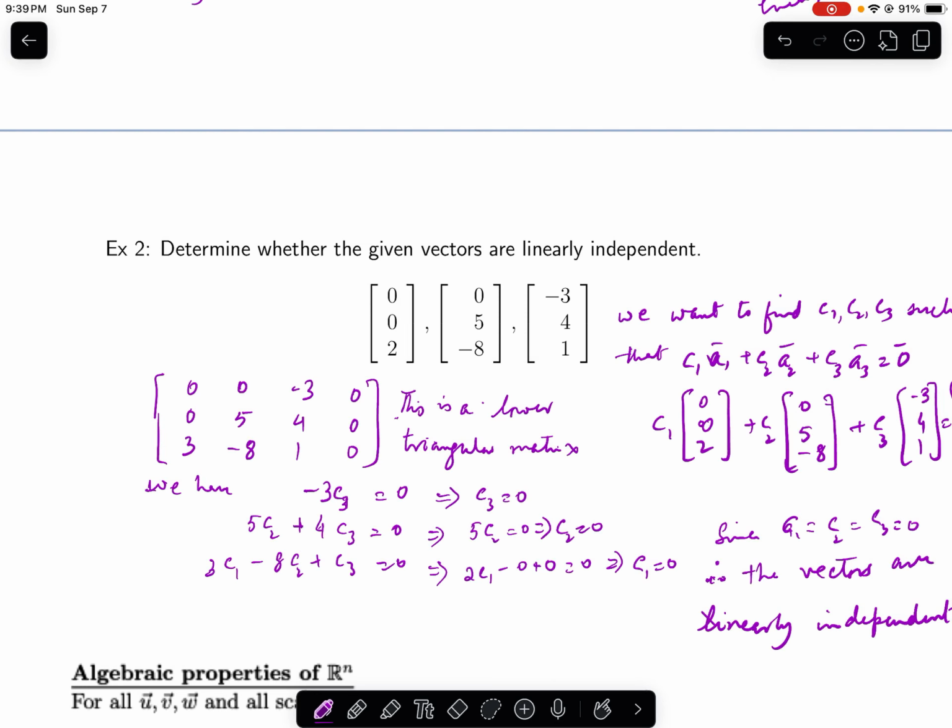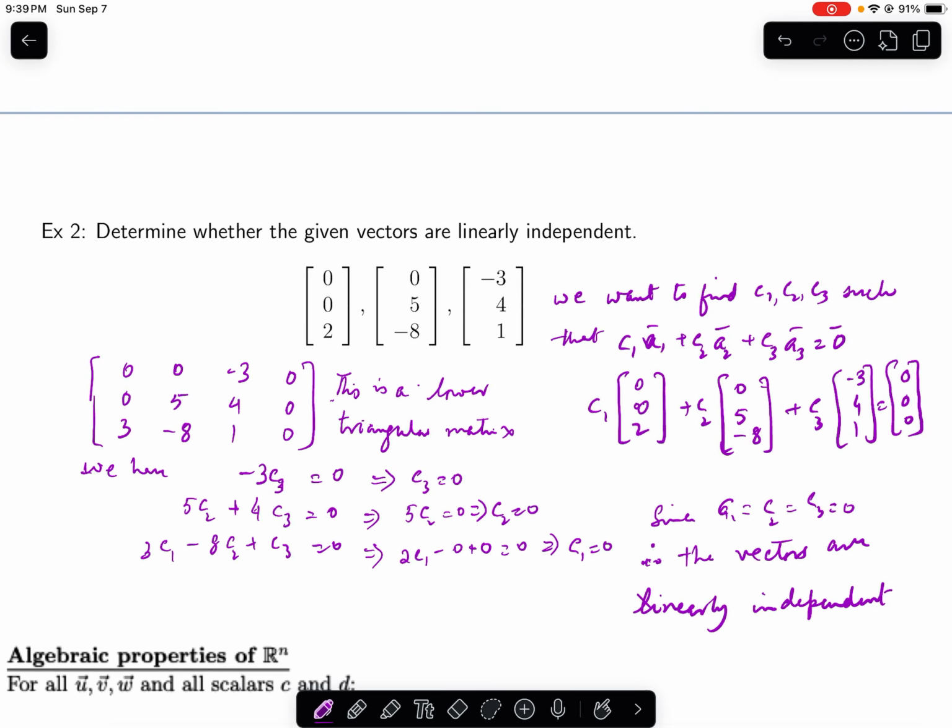We want to find C1, C2, C3 such that C1A1 plus C2A2 plus C3A3 is equal to 0. Then we have to solve this vector equation. This vector equation means C1 times the first vector plus C2 times the second vector plus C3 times the third vector equal to the 0 vector. But solving this is the same as doing the row operations on the augmented matrix, which I have on the left.